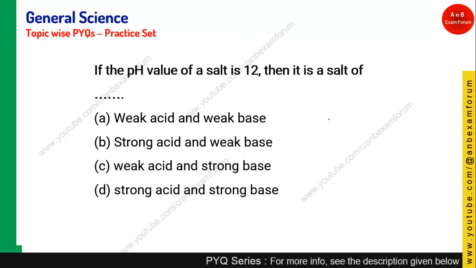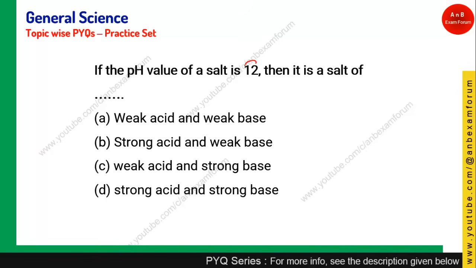The pH value of a salt is 12, then it is a salt of what? Remember, if the pH value of a salt is 12, it is toward the base side. So the base is stronger. You have to remember that if it is 12, it should have a strong base. That's why the overall salt is basic in nature and it is from a weak acid. So option C is the right answer.